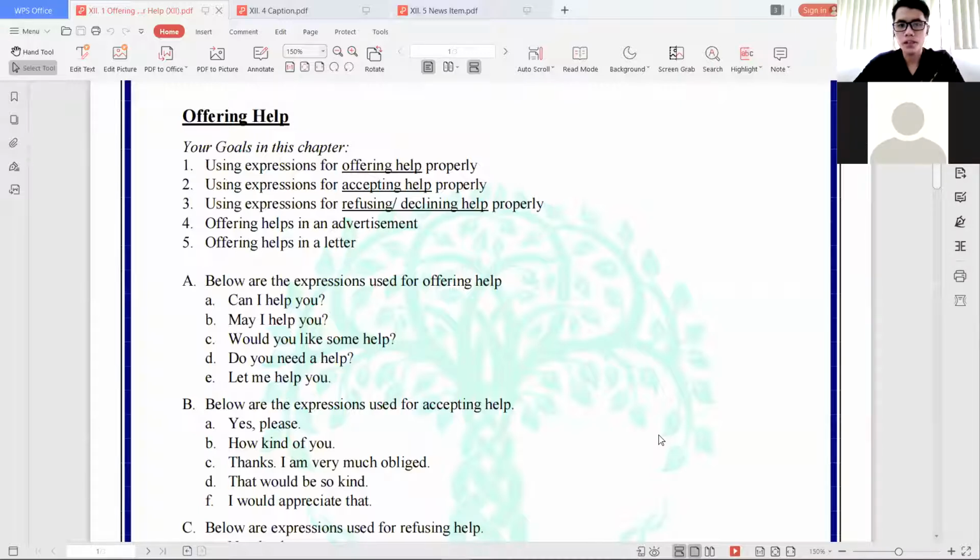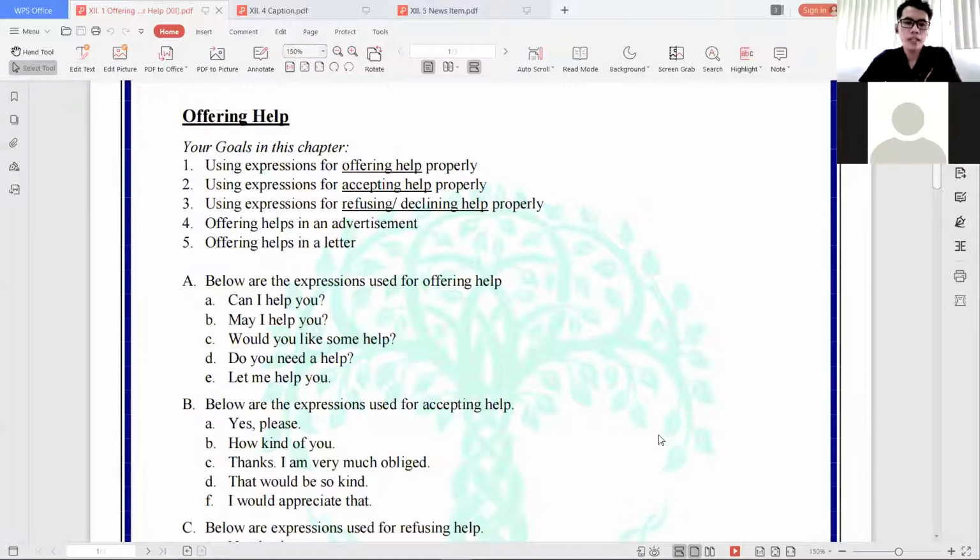For example, you can do something that your friends cannot do, so you offer help. And if someone else offers you help, you can accept it. In this case, is accept and also refuse. 3 things: how to offer, how to accept, and how to decline or refuse.